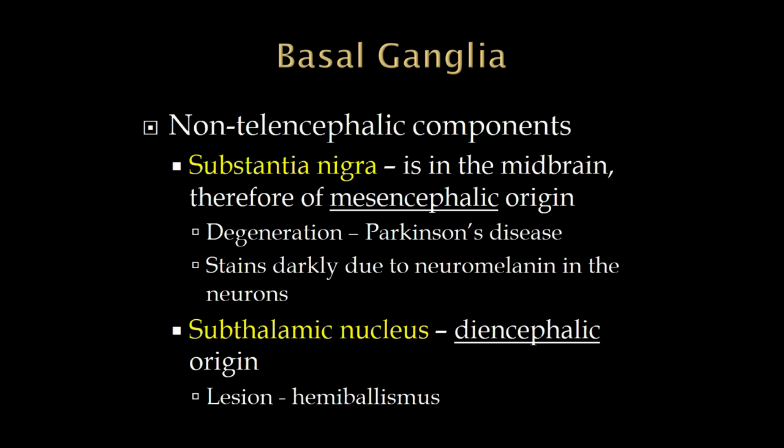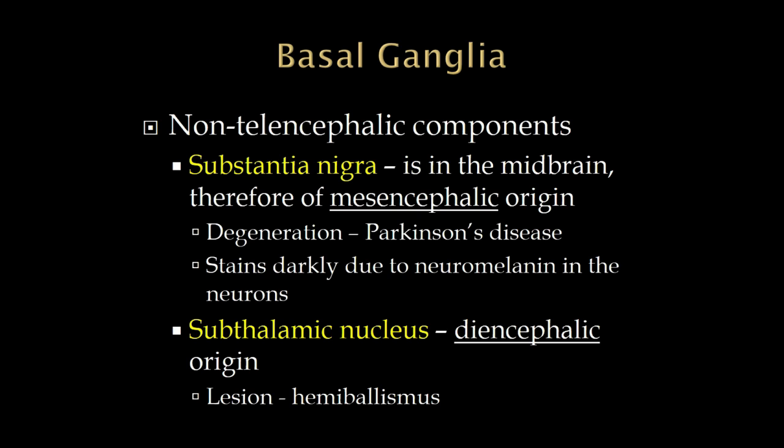Okay, there are several non-telencephalic components to the basal ganglia. One is the substantia nigra, which is in the midbrain. If you go back to the table on the first page of the embryology of the brain, the midbrain is equivalent to the mesencephalon. So the substantia nigra is of mesencephalic origin, and this is the part of the brain that degenerates in Parkinson's disease. It's more complex than that. There are other areas involved in Parkinson's, but for now, when you hear substantia nigra degeneration, the patient has Parkinson's disease.